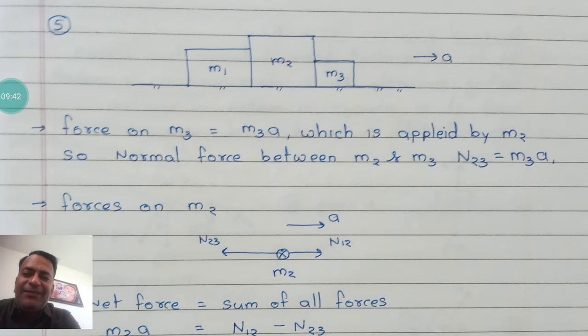Did you get that? It takes time and more repetitions to learn this. If you understood in one go, it's good. If you don't understand, you have to go through it many times to understand that the force between M2 and M3 is M3 into A. Similarly, what is the force applied by M3 on M2?